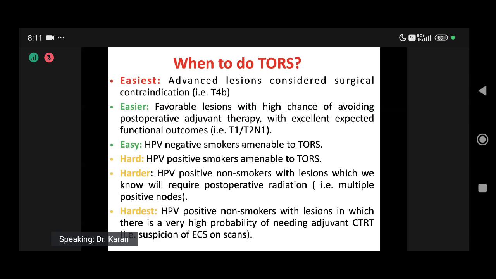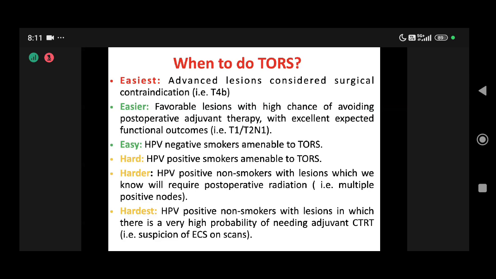Then there are some easier indications of doing transoral robotic surgery. So these are early stage disease, be it HPV associated malignancies or be it HPV negative malignancies. These are the patients who are ideal candidates for transoral robotic surgery, especially if they can be treated with monomodality or a single modality treatment. Even if you have to give adjuvant therapy, they are still great patients, and I'll tell you why. The best indication is HPV negative, HPV positive non-smokers or HPV negative smokers which are amenable to TORS, because these patients will do really well with your surgery.